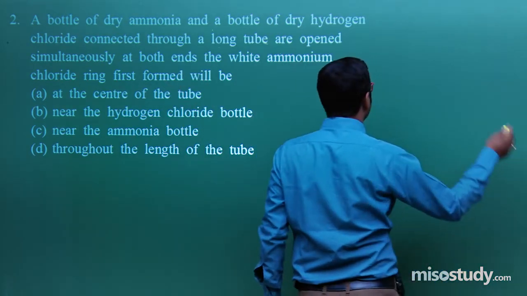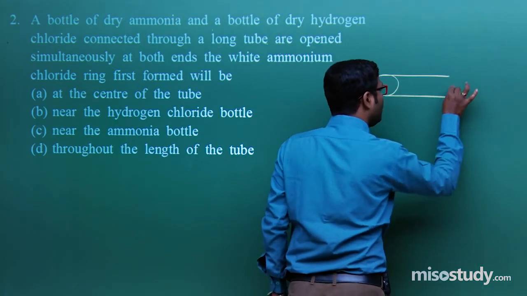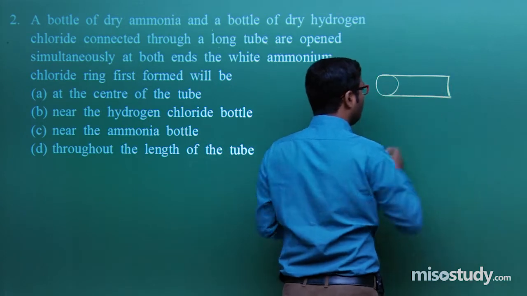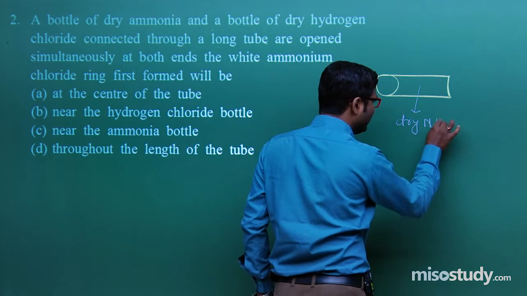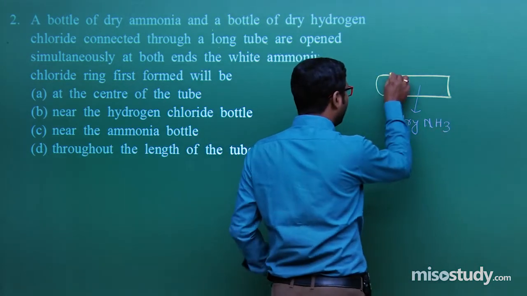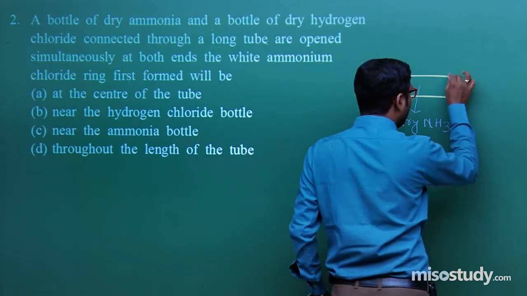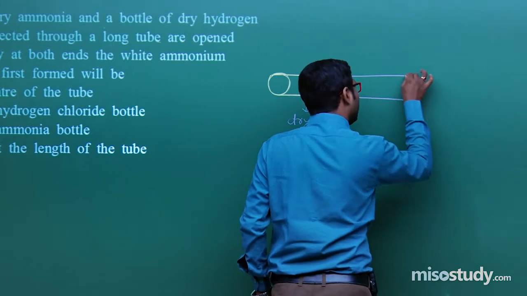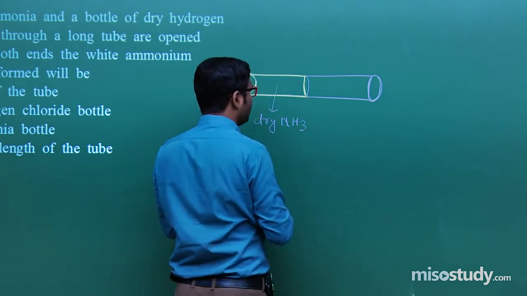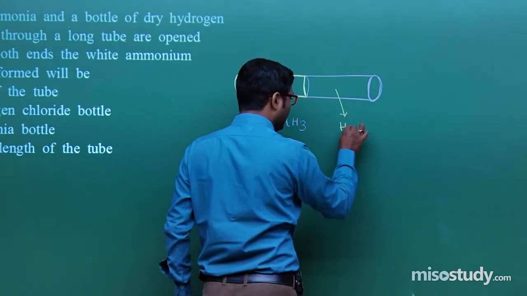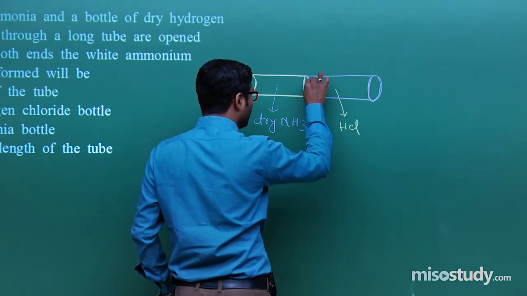According to the question, a bottle of dry ammonia. If I take this one, like the tube, this one is the bottle of dry ammonia. Clear to you? Put here dry ammonia, that is dry NH3, open at both the ends. Now the second one is the bottle of HCl, hydrogen chloride. This is the bottle of hydrogen chloride. Listen carefully. Now these two are connected according to the question.